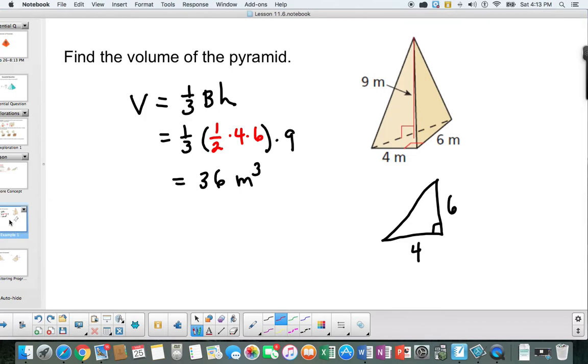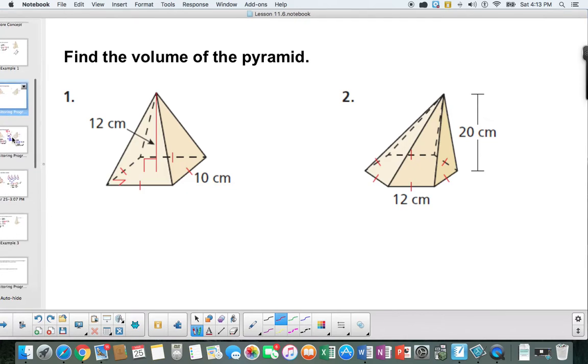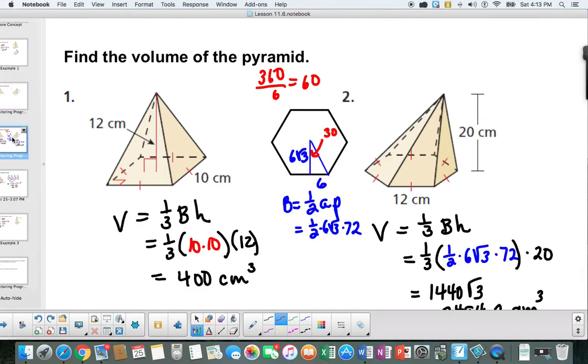Here you see I write out the formula. My base is a right triangle, and I write right here, find the area of that base, times the height, don't forget the third, and there's your answer. Your turn. Stop the screencast and see what you can do. And here is the answer.